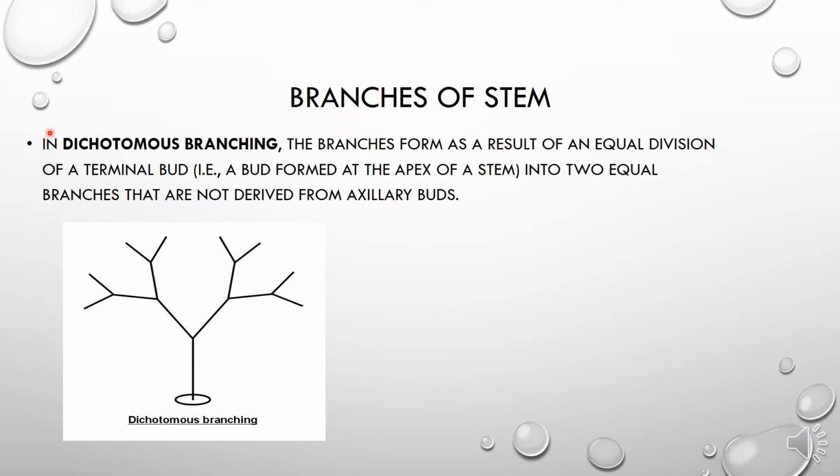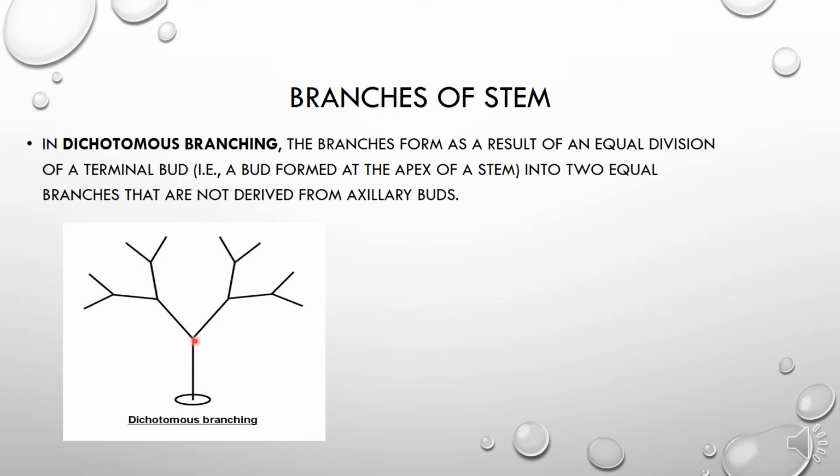The first type of branching of the stem is dichotomous branching. In this type of branching, what happens? The branches form as a result of an equal division of the terminal bud. The two equal branches are not derived from the axillary buds. In dichotomous branching, you can see over here, two branches appear.